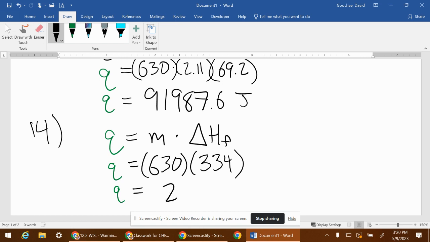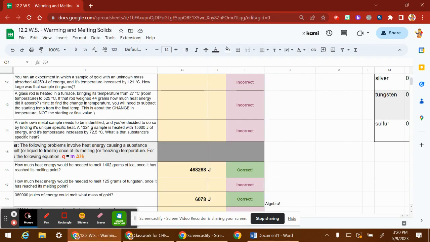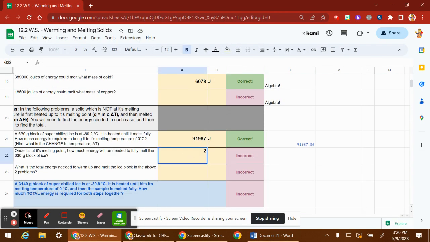And I got 210,420 joules. All right, great. Now, I want to know how much energy this is altogether. And so all I do is add these two values.